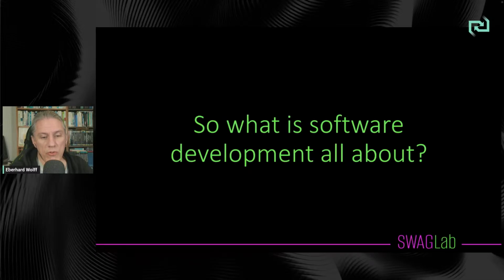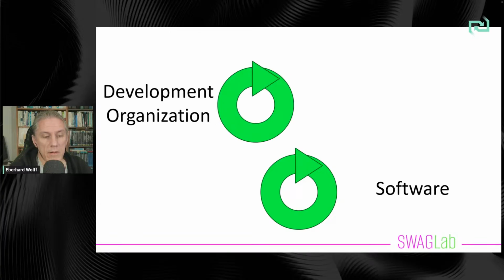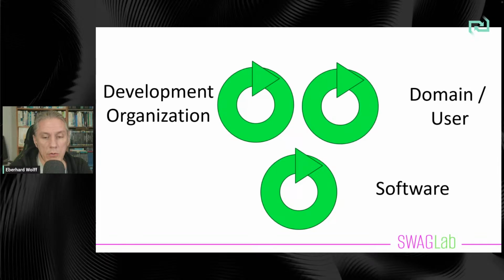Which leads to the question, so what is software development all about? Well, software development is about developing software in iterations, and that's sort of obviously true. But there are other things that are also concerned with software development. So there's the development organization. There are the teams, the people who actually develop the software. And there is the domain and the user.